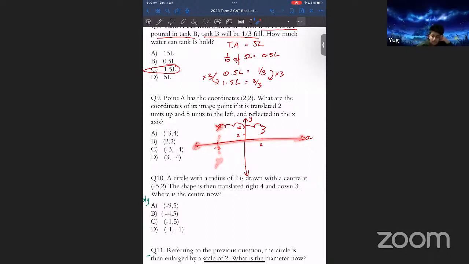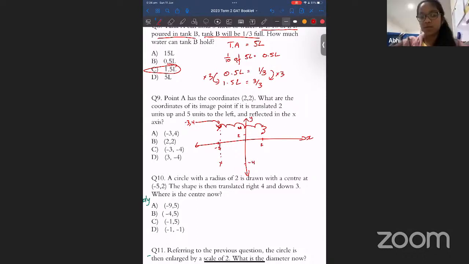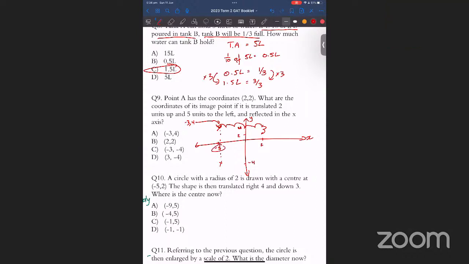Instead of it being at (-3, 4), it will travel all the way down to -4. So it will be here. So it will now be at (-3, -4). Do you understand? Okay. So someone said no.